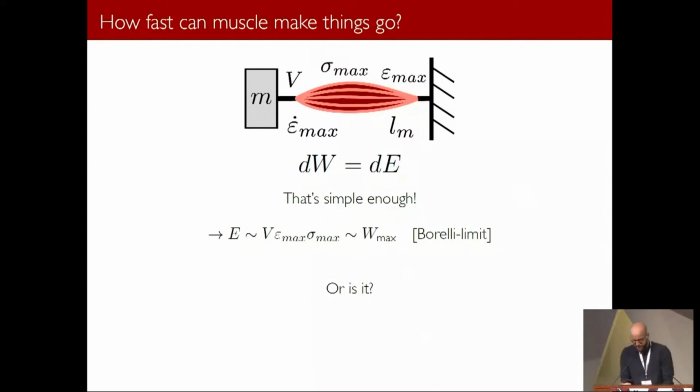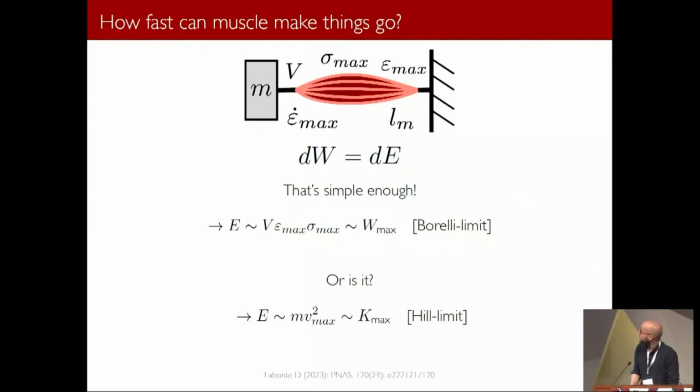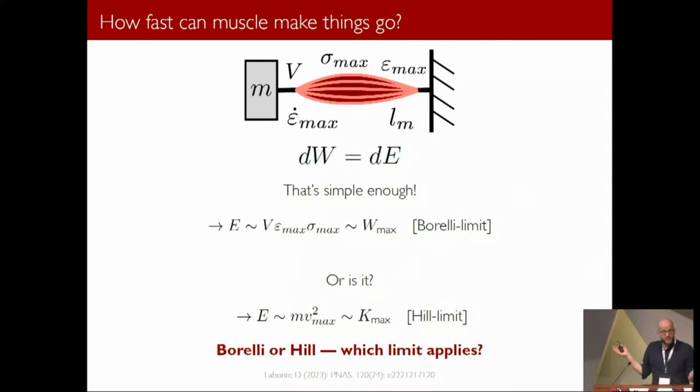And if these speeds are equal, then it must mean that there's a second limit to how much energy you can inject, and that is that not the left side of this equation is bound, but the right side is bound. So there's a limit on the kinetic energy capacity. You cannot inject more energy than the square of the velocity of this muscle multiplied with the mass. So there are two fundamental limits then for how quickly muscle can make things move. Okay, there's two. Well, which of these applies?